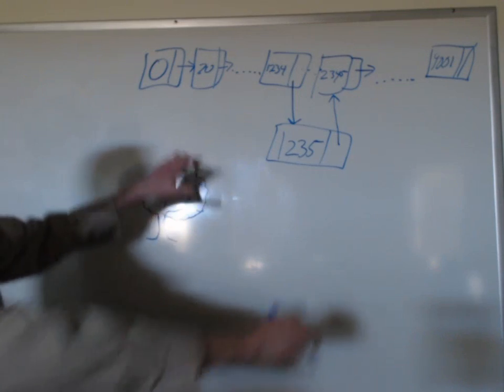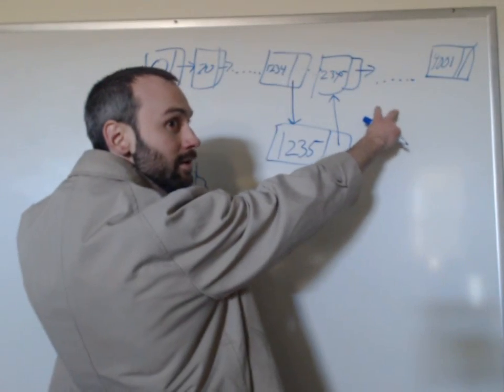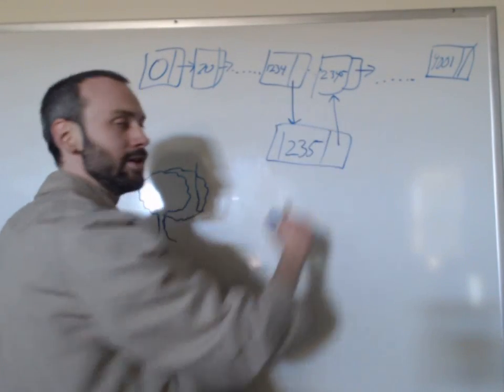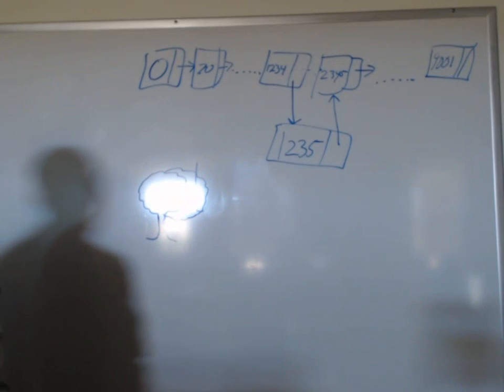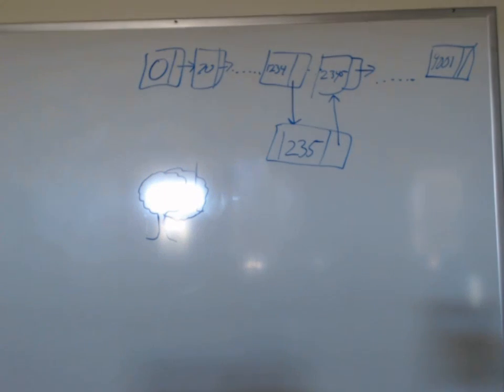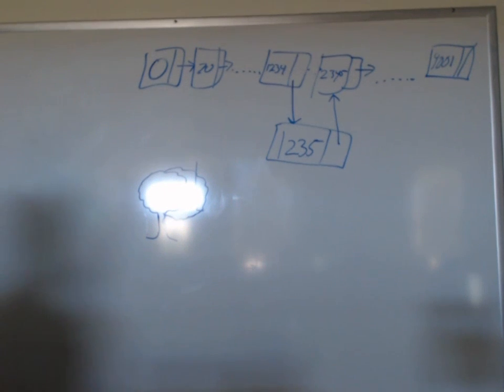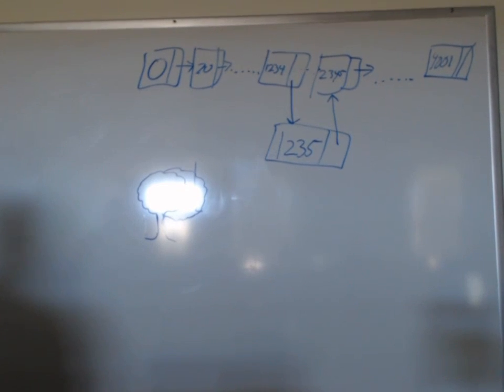Do we have to change the rest of the list? No. So we only have to do two things. Instead of having to change everything else, we only have to update two memory locations. Is that faster? Yes. Isn't that pretty much the same as just adding it to an index?